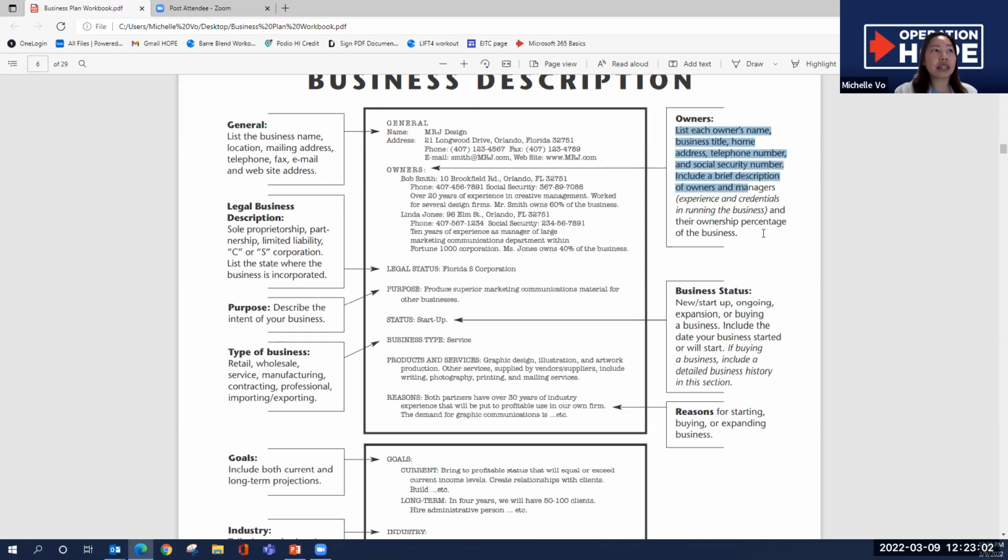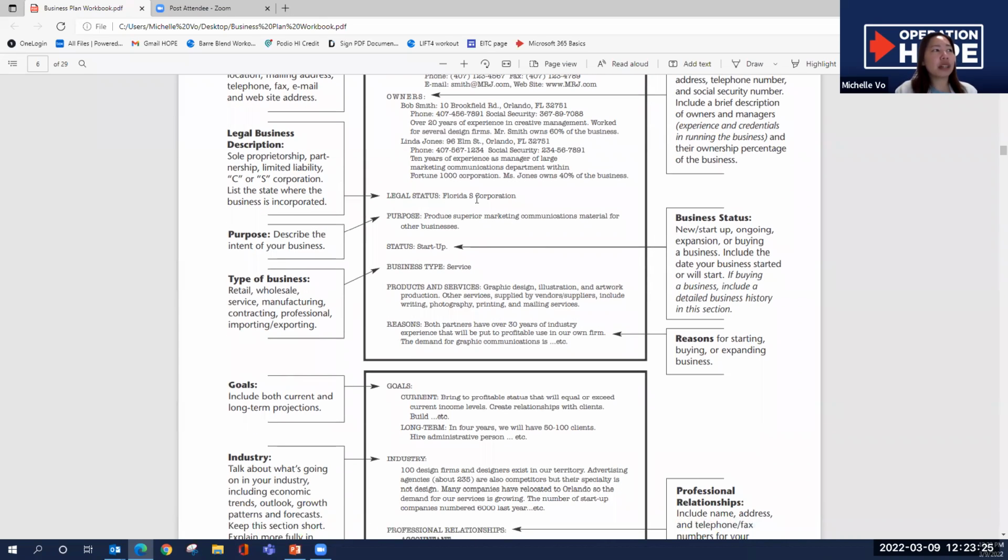So any owner that owns 25% or more, even if you think you do not want them on the loan application, it is still a requirement that they be on it. And then of course you want to list all the owners, their contact information, and social security number, and then a brief description about their experience and potential. Then you're moving on to your legal business structure. Are you an S Corp, C Corp, a sole proprietorship, or an LLC? You do want to list that in there as your legal status.